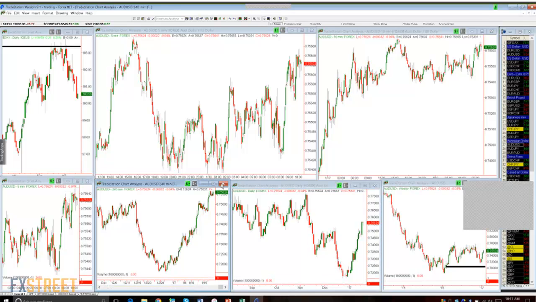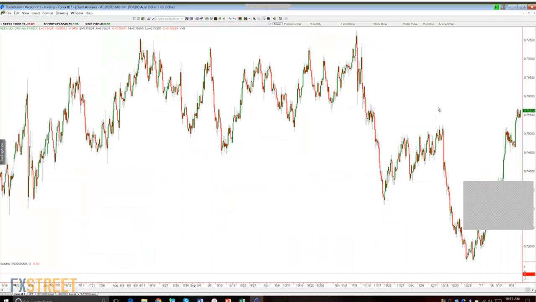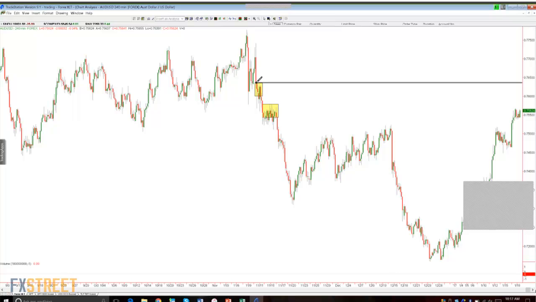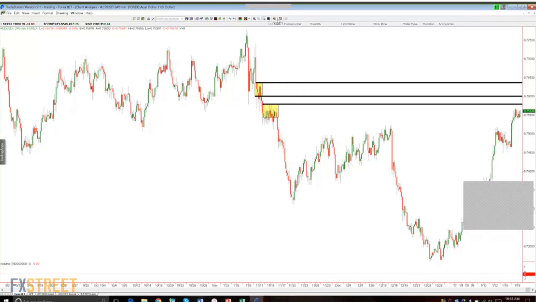daily supply zone. If we come down to the 4-hour, you'll see you really have sort of two levels above, on top of each other. So we have that zone there, that one there. Okay. So there's the Aussie dollar.